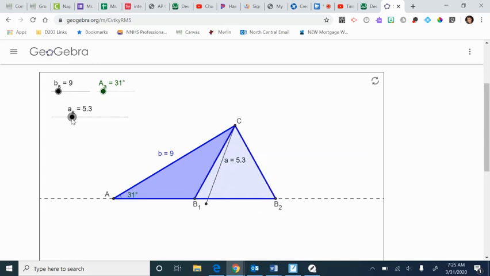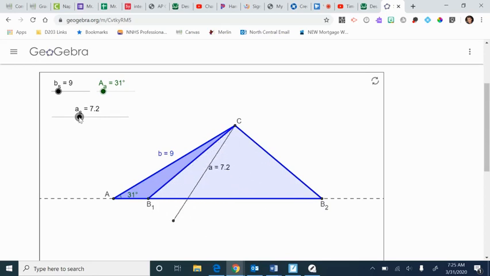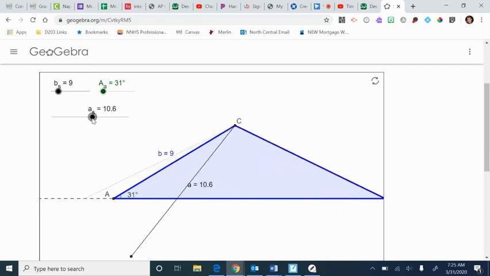Now, I can make this bigger, and it makes the darker blue one start to get really skinny and very obviously scalene. But if all of a sudden I make that too big, right now it's 7.2, if 7.2 gets bigger than 9, watch what happens. By the time it swings over here, it's gone past the 31 degrees. If that is bigger than the given value of 9, I can't get 2 possible triangles. I only get 1.